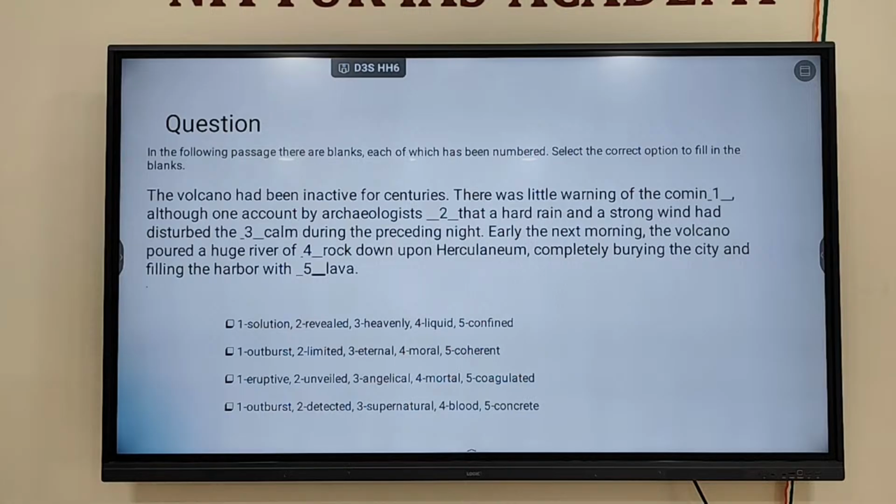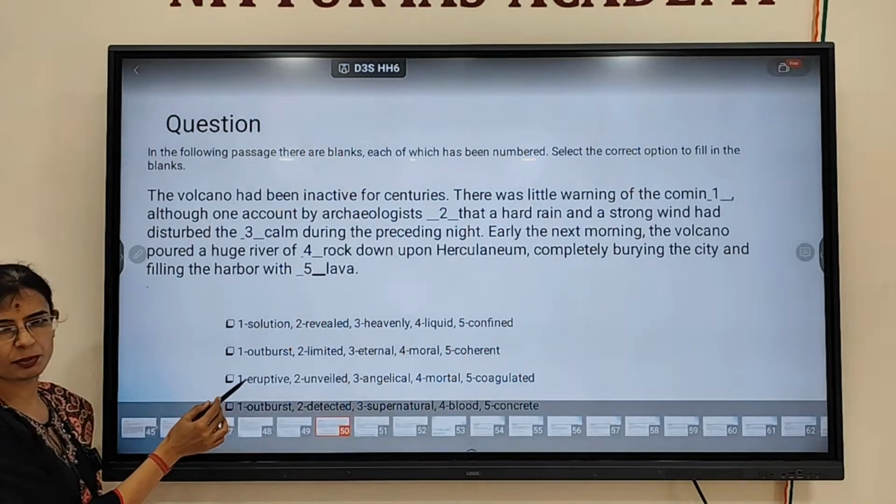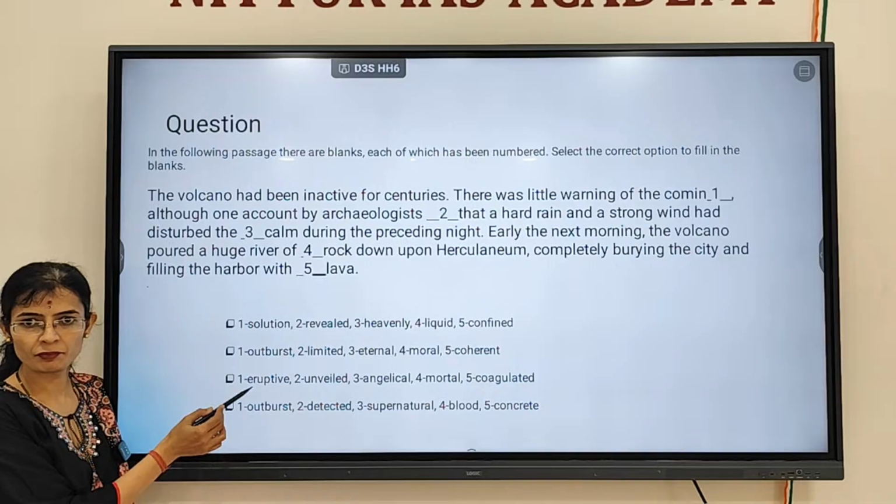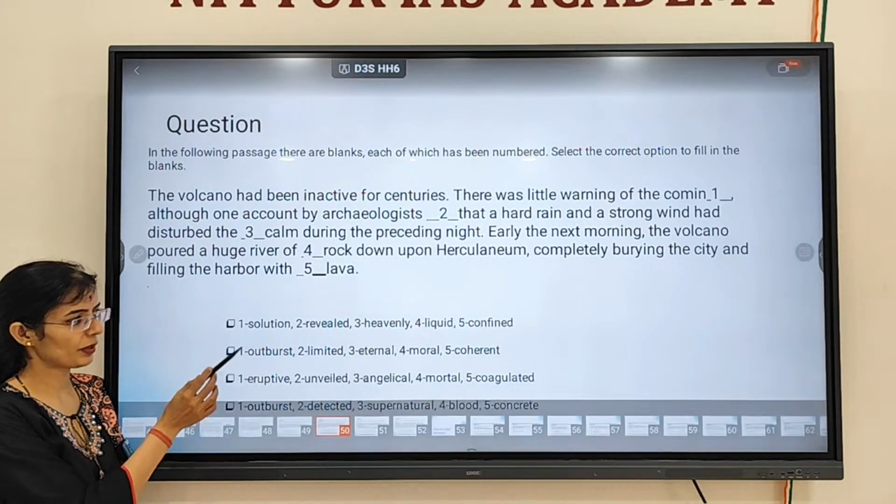Next one. The volcano had been inactive for centuries. There was little warning of the coming dash, although one account by archaeologist dash. Let's try and fill the first one: of the coming. Either it is outburst or eruptive. Eruptive doesn't sound good, right? Or it should be eruption, correct? So the answer could be outburst.